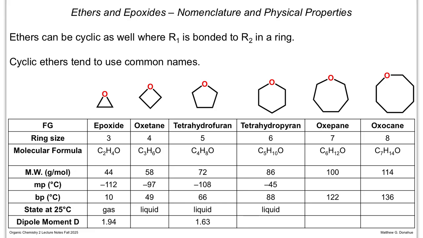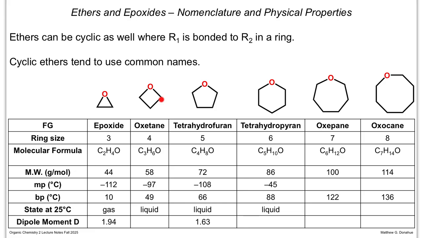The 2 chains of the ether can be constrained or tethered together. That forms a ring. And here are some of the ring sizes from 3 to 8. What's unique about these is they're typically just given common names, so they're not IUPAC names. So the 3-membered ring is called an epoxide. Those are special ethers because of the strain that makes them reactive. We'll talk about a reaction or 2 of them.